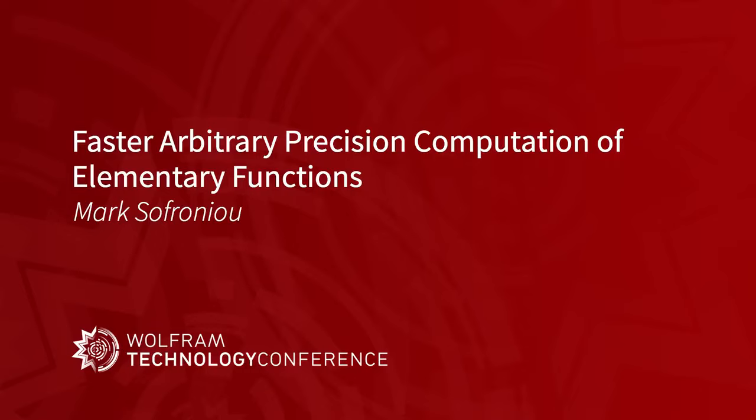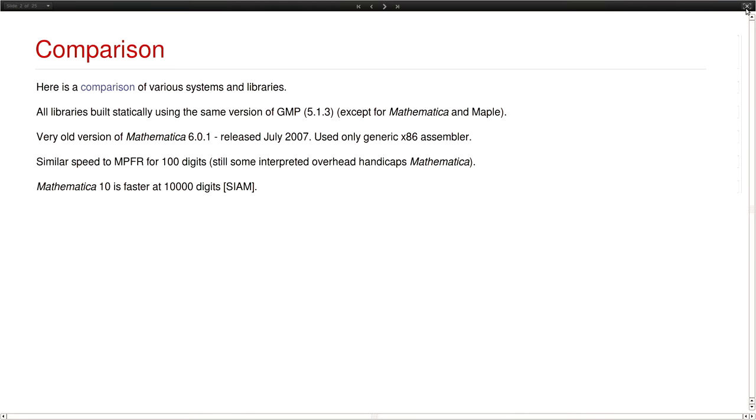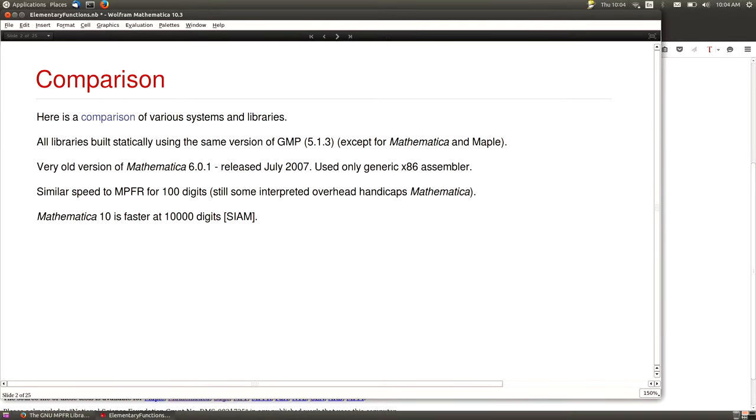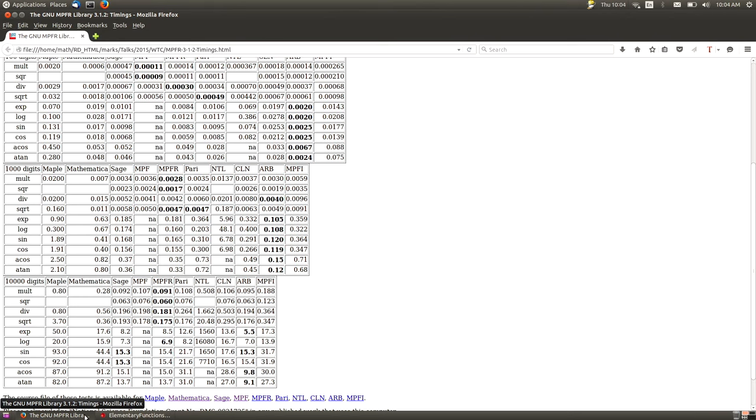I'll try and give you some examples. And I'll outline some new work to substantially speed up the evaluation of these functions. So the first thing I want to show you is a comparison. This is not by me.